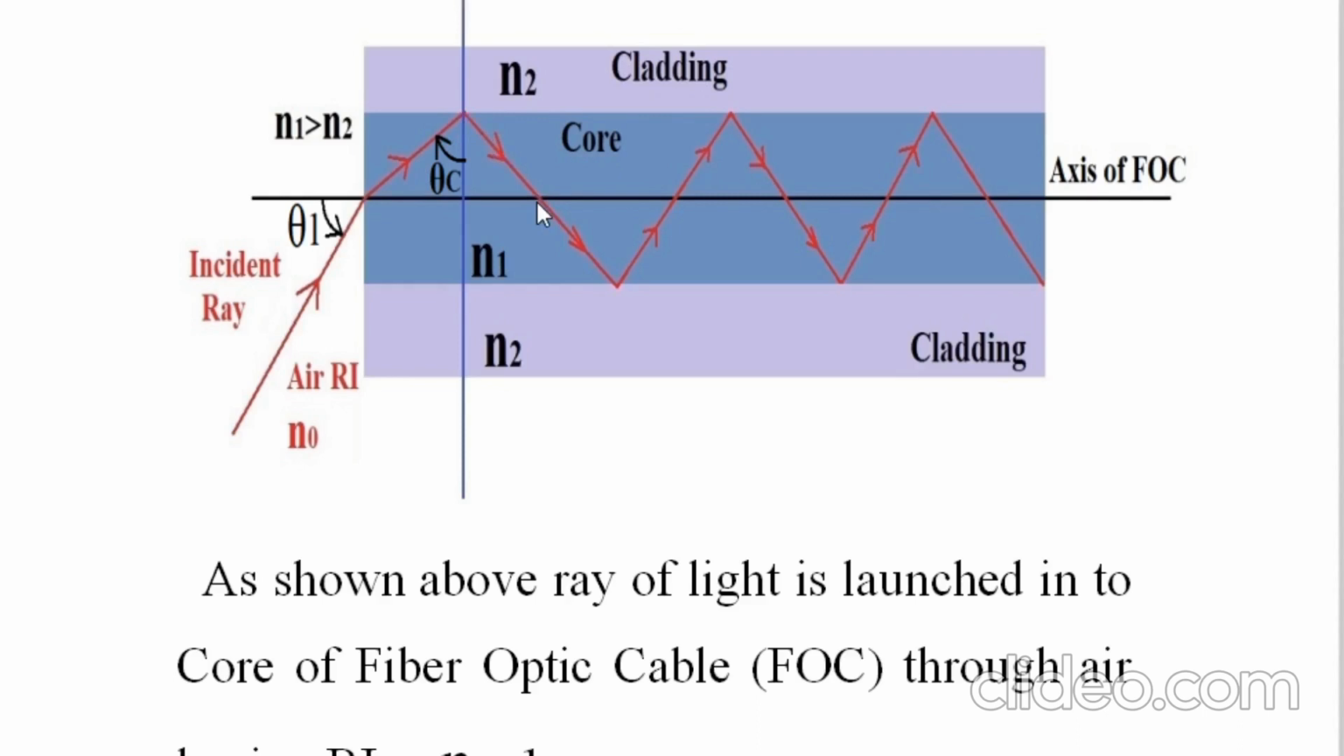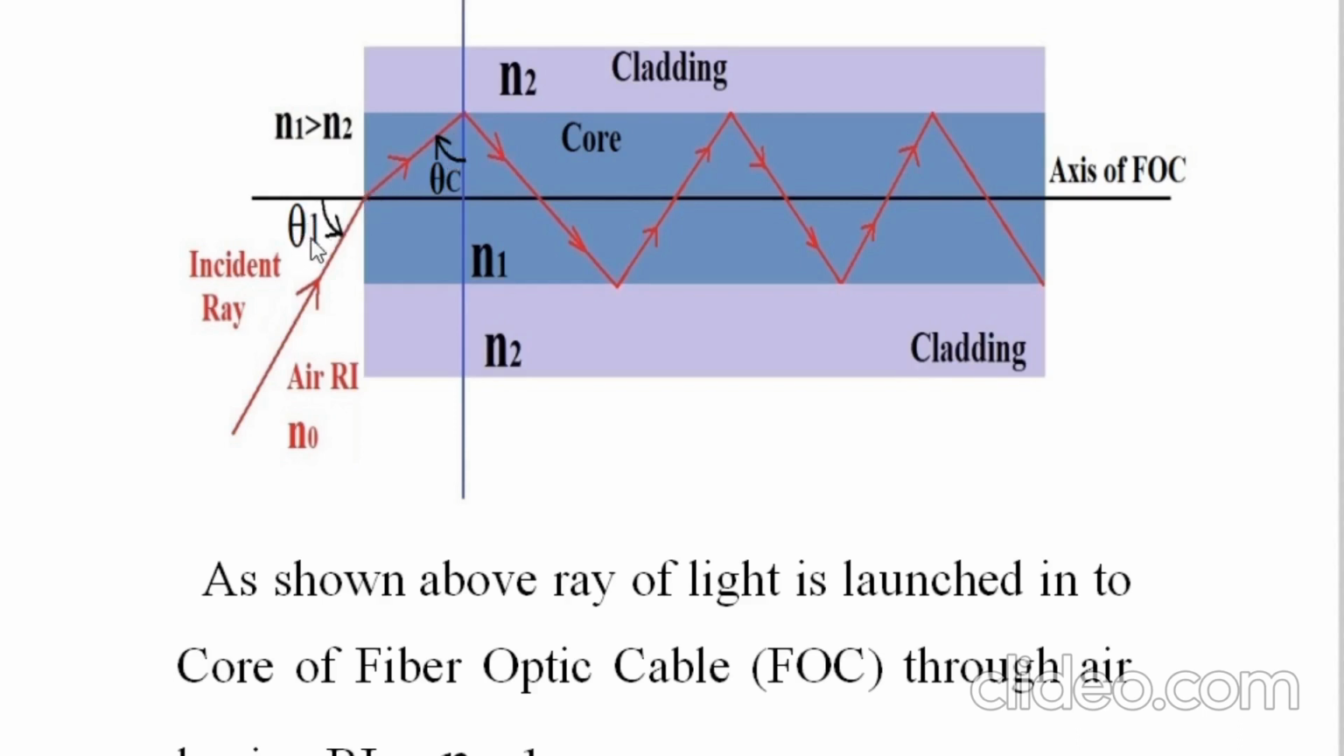And what care have we taken? We have taken the care that this theta 1 should be such that the angle of the refracted ray into the cladding material should be 90 degree. That care we have taken, and that's why theta 1 is said to be the critical angle if the angle of the refracted ray into the cladding is 90 degree. And this angle is called theta C, that is the critical angle.